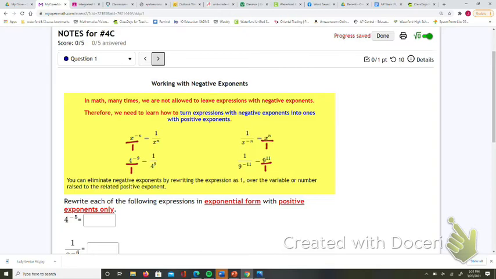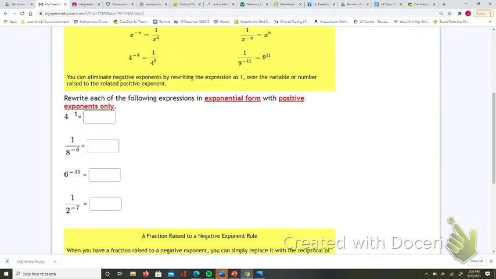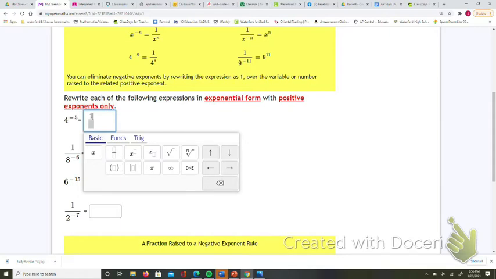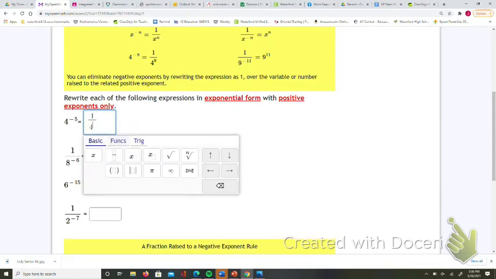Okay? So now let's look at our first problem. Our first problem is 4 to the negative 5. Remember, that's 4 to the negative 5 over 1. So then it's going to become 1 over 4 to the 5th. And that's what we're going to type in: 1 over 4 to the 5th power.